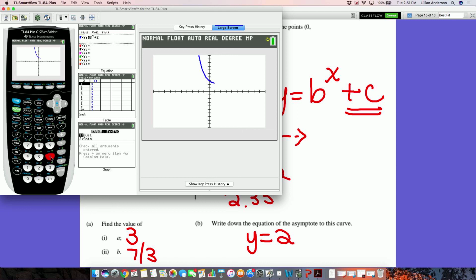And so once you graph it, you can always press trace, and then you can just kind of follow along the curve and look at the y values. As x is getting bigger, y is getting closer and closer and closer to what number? And as you see, the further you go, y is getting closer and closer and closer to 2.